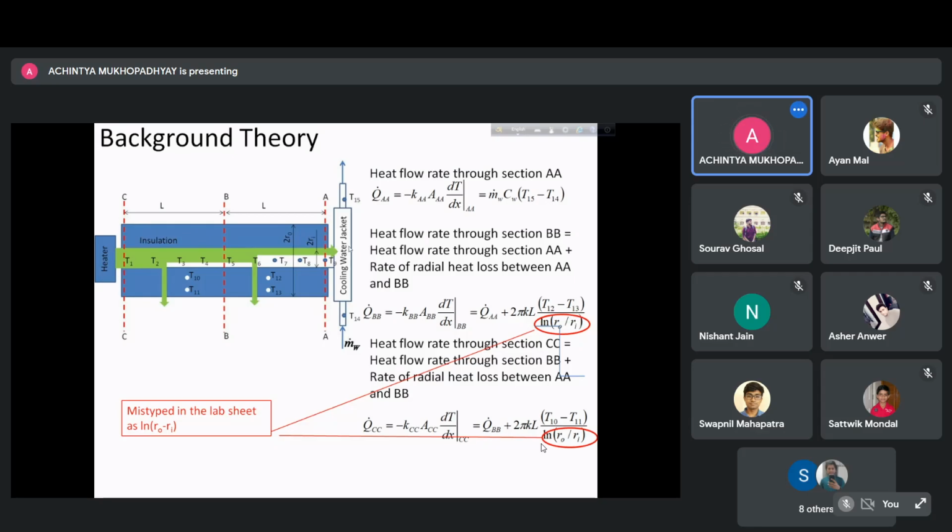Within the rod the heat conduction is primarily along the length. That is because the length of the rod is much larger than the diameter of the rod.